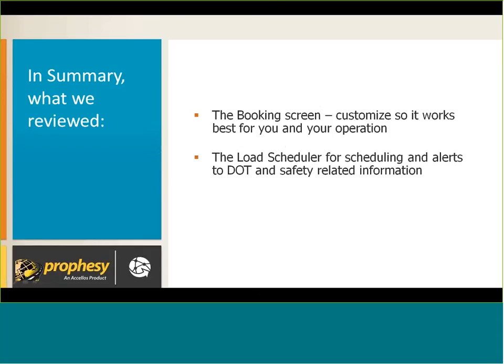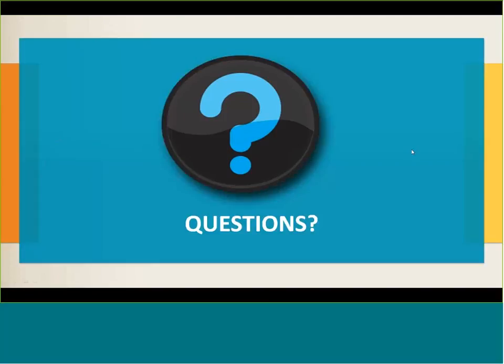So what we've done today is we've gone through, we've reviewed the booking screen. We went over how you can customize the views, the drill downs, how you can reset those views, and we went through the load scheduler, looking for how you use it, looking at alerts, DOT safety related information, including how you can drag now between the load scheduler as well as the dispatch board. I'm going to open it up now for any questions.